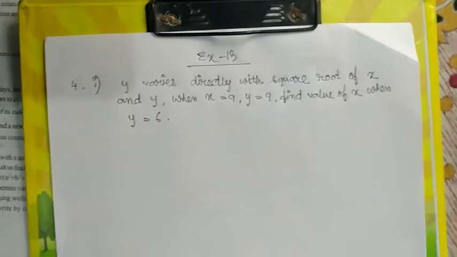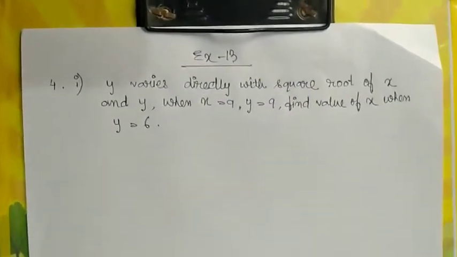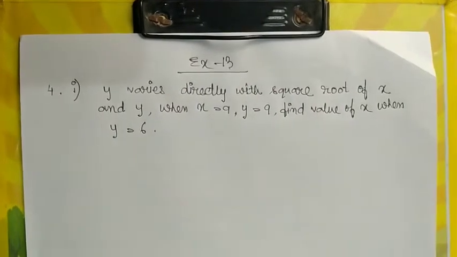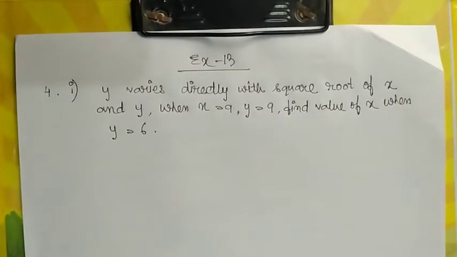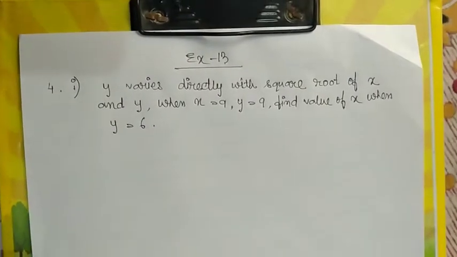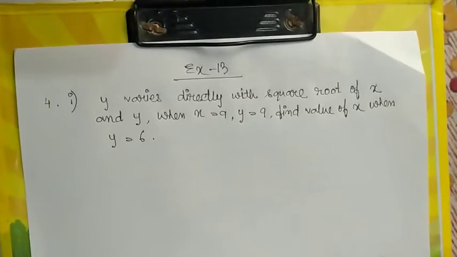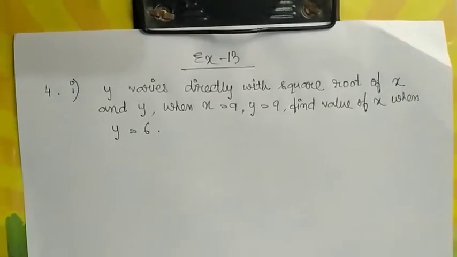Now this is sum number 4 part 1 exercise 13. All of these sums, first sums 4 1, 4 2, 4 3, 5 part, 6 part, 7 part, these all are very important and all of these are very short questions.